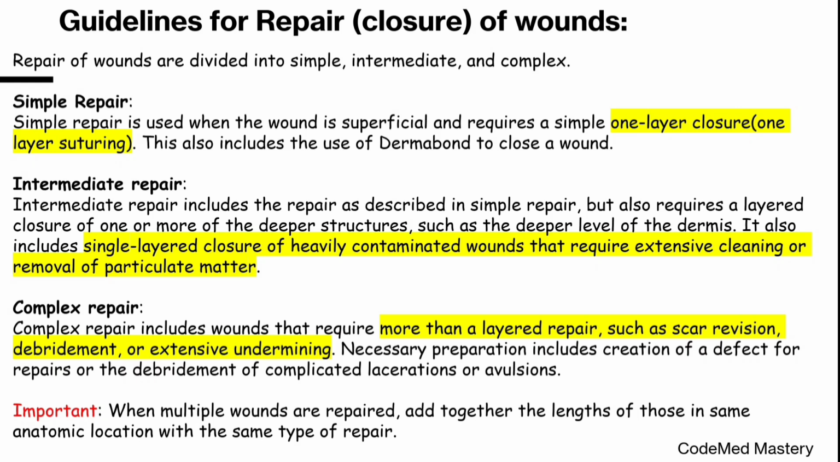Coming to complex repair, it includes wounds that require more than a layered repair, such as scar revision, debridement or extensive undermining. To code for complex repair, there should be exposure of bone, cartilage, tendon or named neurovascular structure, debridement of wound edges, extensive undermining. Necessary preparation includes creation of a defect for repairs or the debridement of complicated lacerations or avulsions.